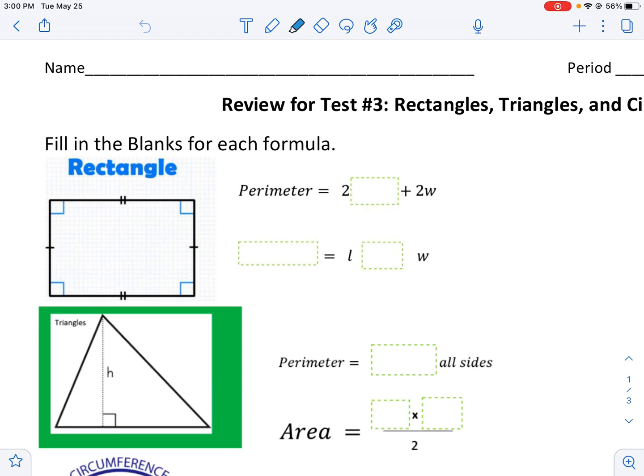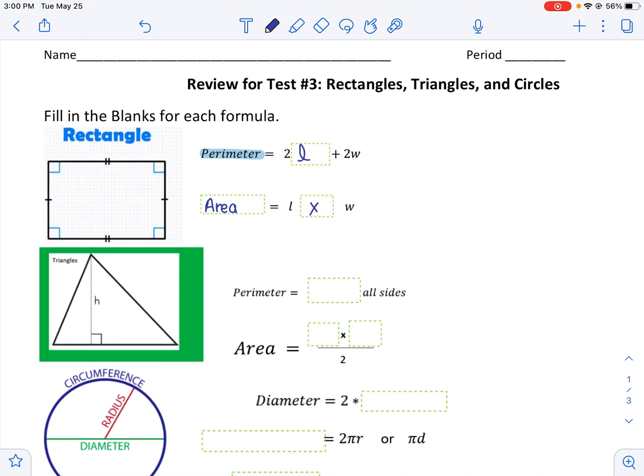Talking about rectangles and the perimeter, it is 2 times the length L plus 2 times the width, or you can just add all the sides. Then the next one would be area, which is length times width.